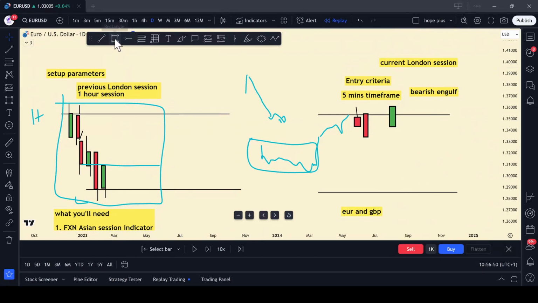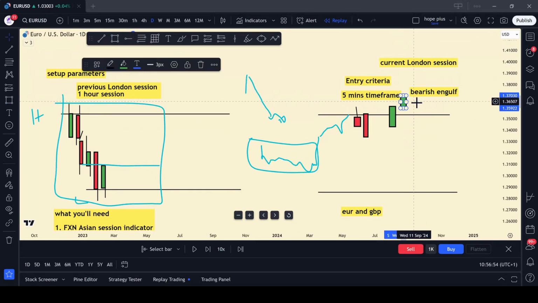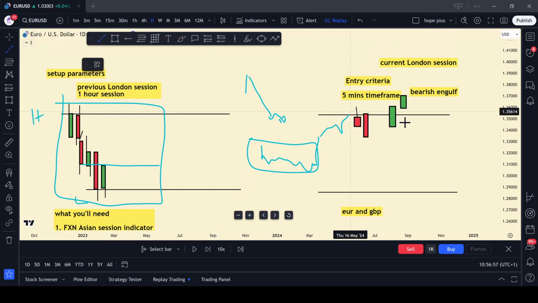What you need to do is you wait for a rejection, all right? Wait for a rejection back on that line. If you don't see rejection back on that line, you can use a bullish engulfing, all right? Once you see that, you take your entry once the 5 minutes candle closes. Stop loss below this one, and then aim for 2 hours at least.